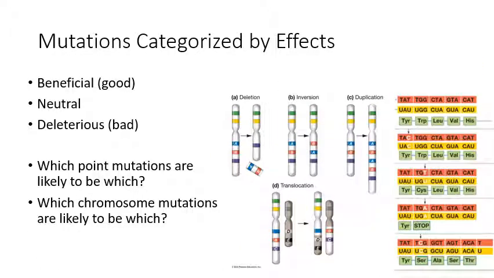Finally, we can categorize mutations by the actual event that happens, which we just went through, or we could categorize them by the effect that they have. They can either be beneficial or neutral or deleterious. Beneficial means good, neutral means no effect, of course, and deleterious means bad. On the test, I'll just say good and bad, not beneficial and deleterious.